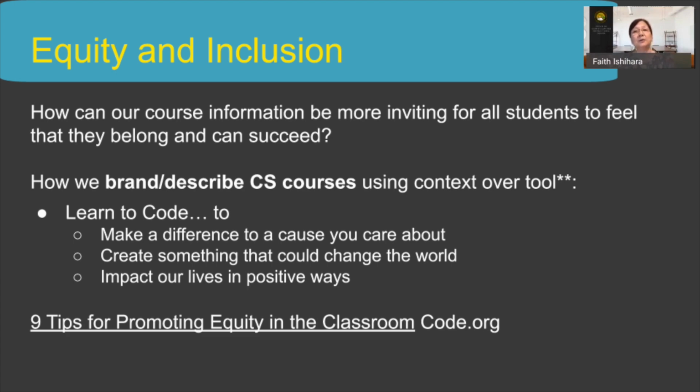How can we make advertising the courses more inviting? One idea might be to revisit how we brand those course names or descriptions. For example, if the course is Code to Learn or Learn to Code, maybe we could add a little descriptor and say Learn to Code to make a difference to a cause that you care about, or Learn to Code to create something that could change the world. Later, when you have a chance, maybe you could click on that link at the bottom for 9 tips for promoting equity in the classroom by code.org.